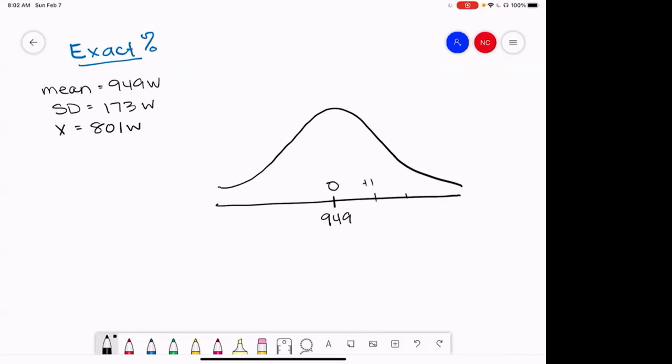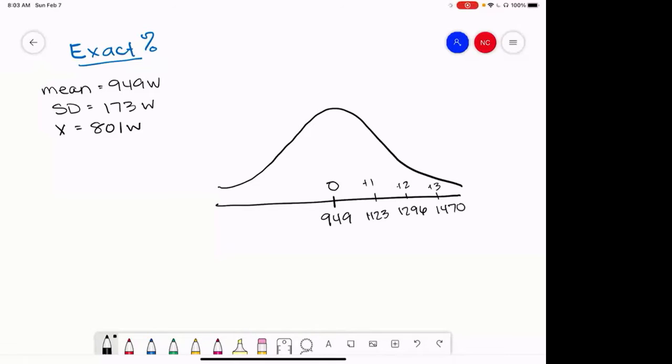And then we can go above that mean a certain number of standard deviations. So this would just mean 949. If we go to 1 standard deviation above the mean, we add 173. So we would get 1123. Add 173 to that, we get 1296. Sorry, I misread. 1296, that's what it is. Add 173 to that and you get 1470.